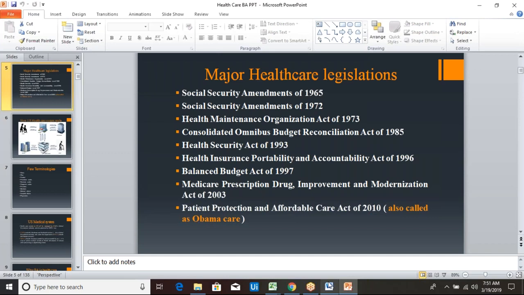What I'm saying are the major ones, right? There are many other ones, but we are talking about the major ones. These are the two amendments that happened with respect to Obamacare, which was introduced in the year 2010. So these are the major healthcare legislations in health insurance.